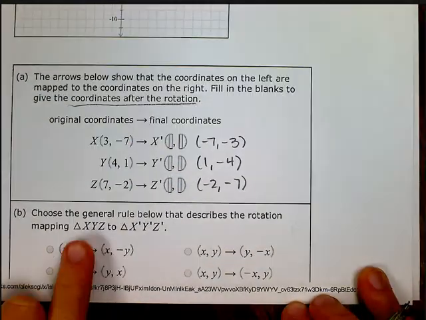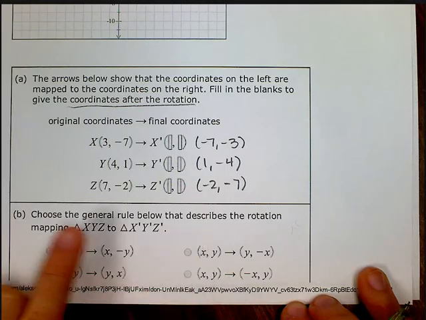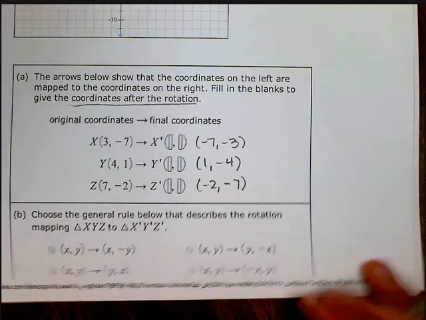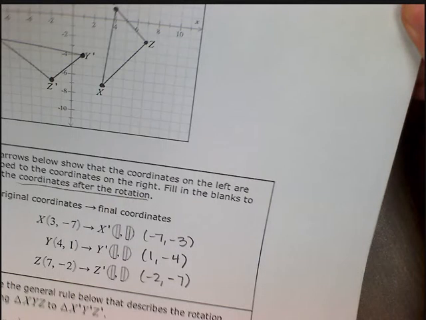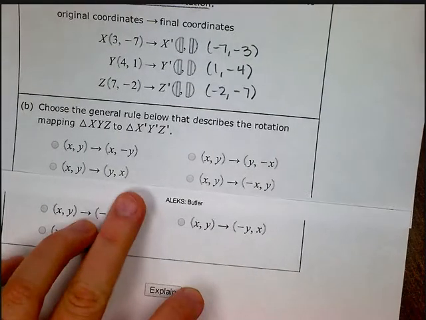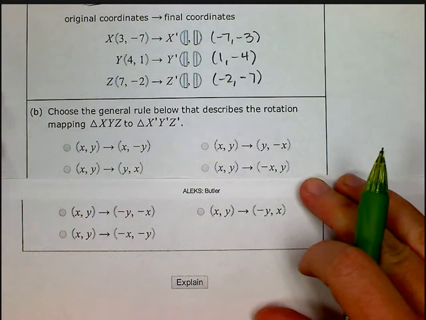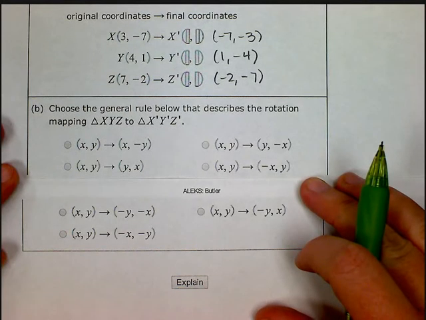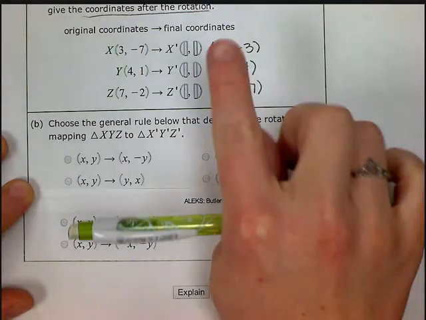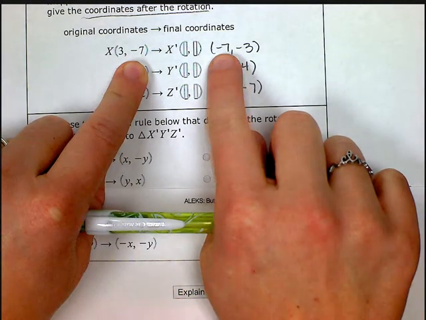It says, choose the general rule below that describes the rotation mapping from the original triangle to the prime triangle. Now, mine printed on 2 pages, unfortunately, so let me show you what this looks like. Okay, so we get the choice of any of these options. But all of this is a little overwhelming at first. So what I'm going to do is look back to what I just did and see what's going on. I went from 3, -7 to -7, -3.